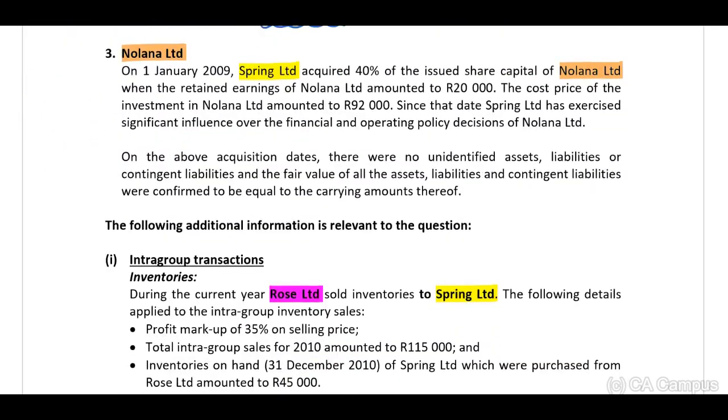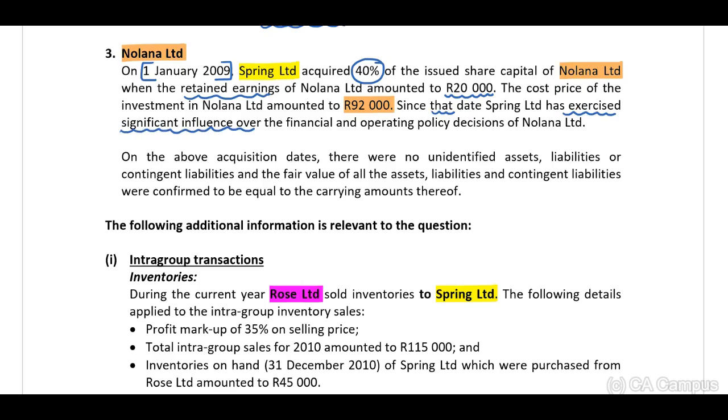Nulana Limited. On 1 January 2009, Spring Limited acquired 40% of the issued share capital of Nulana Limited when the retained earnings of Nulana amounted to 20,000 Rand. The cost price of the investment in Nulana Limited amounted to 92,000 Rand. Since that date, Spring Limited has exercised significant influence over the financial and operating policy decisions of Nulana.